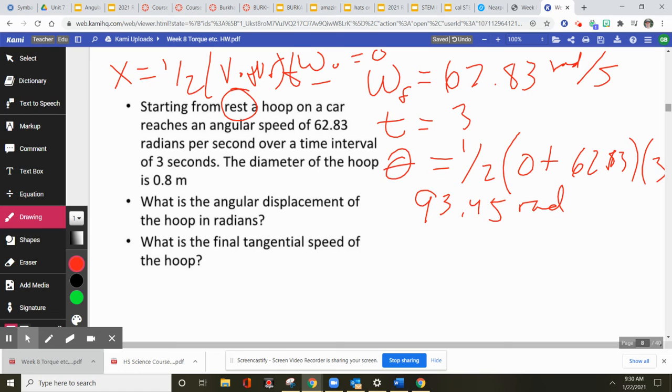And the final tangential speed of the hoop: v is tangential speed, and the tangential guys are always equal to the rotational guys times r. So we take this number and we multiply it by 0.8 to get the answer to that. All right, let's move on.